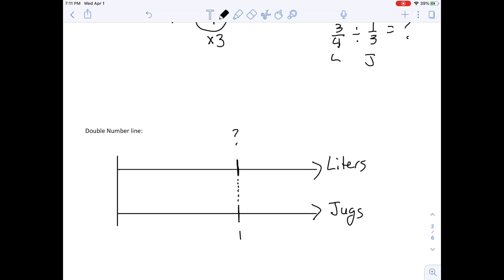Then I'm going to come back, and I know that I was talking about 1/3 of a jug. So I'm going to partition the distance between 0 and 1 into 3 equal parts, and I'll have 1/3 of a jug right here. I'll copy the same markers up on top with the same spacing, and I know that 1/3 of a jug corresponds to 3/4 of a liter.